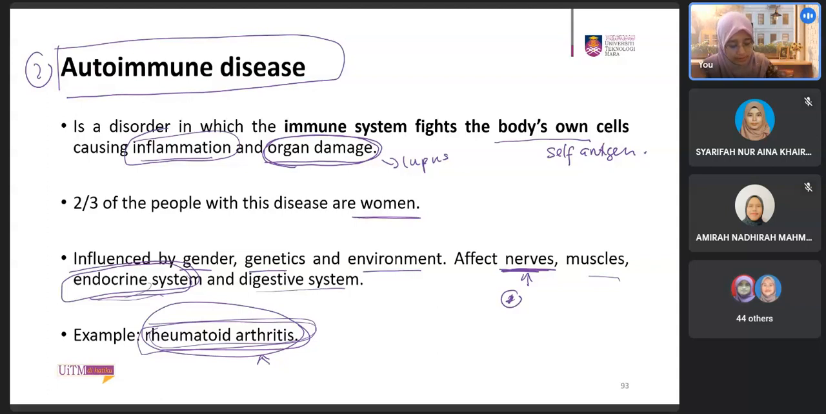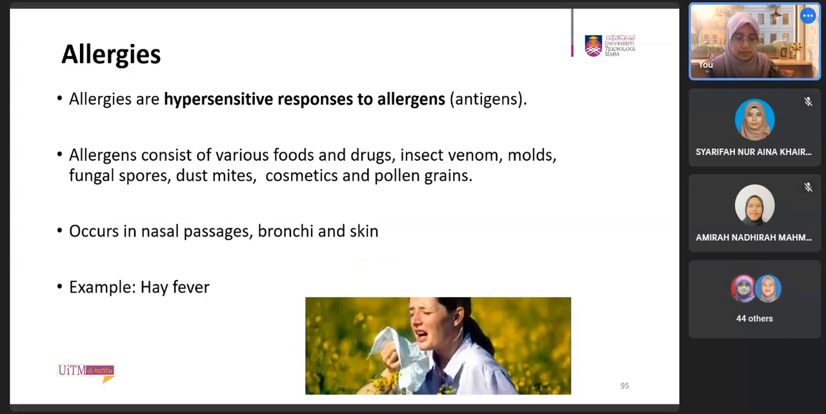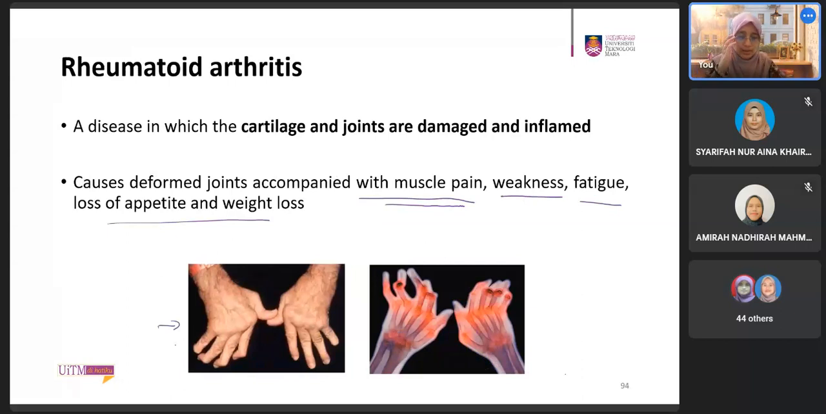Okay, back to rheumatoid arthritis. It is a disease in which cartilage and joints are damaged and inflamed, causing deformed joints accompanied with muscle pain. It really is painful. There is also weakness, fatigue, loss of appetite and weight loss. We usually see it in older people. Their hands become bent like that because the joints are inflamed. It really hurts. Alright, there are several other autoimmune diseases that you can go and search.